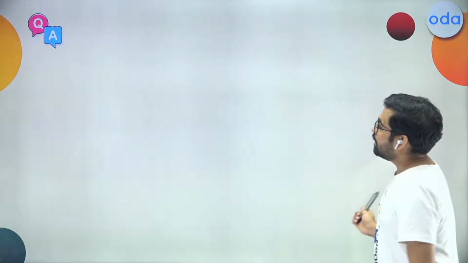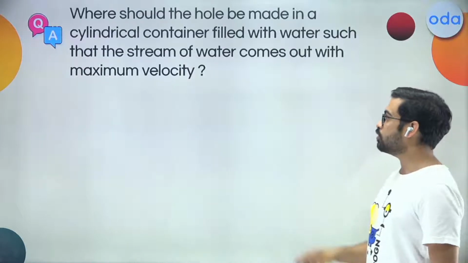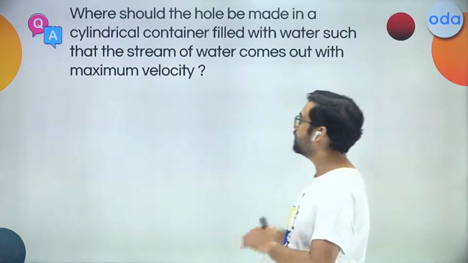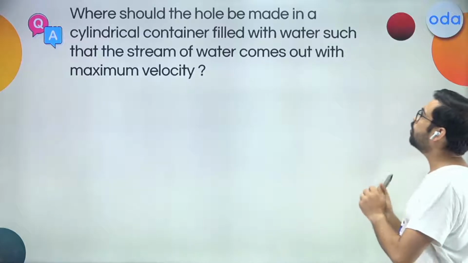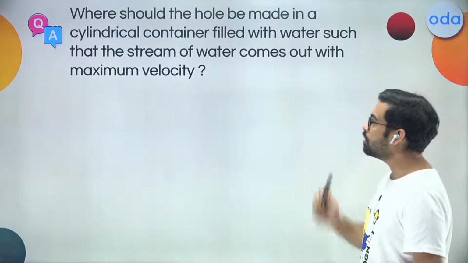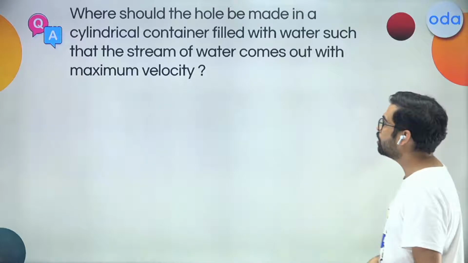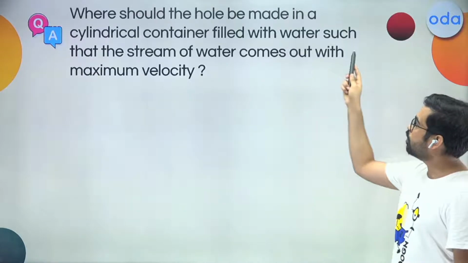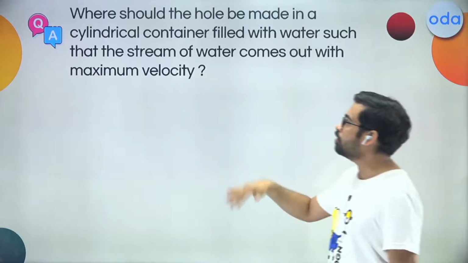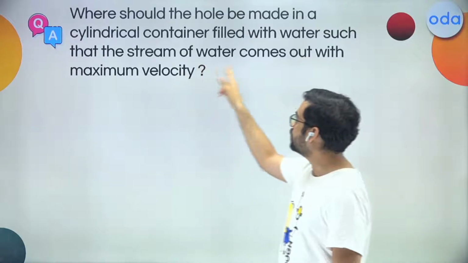Right, guys, let's have another question. We have another question that is quite a big one. Let's read what exactly it says. Where should the hole be made in a cylindrical container? It is filled with water, and we want to make a hole such that we get a stream of water.